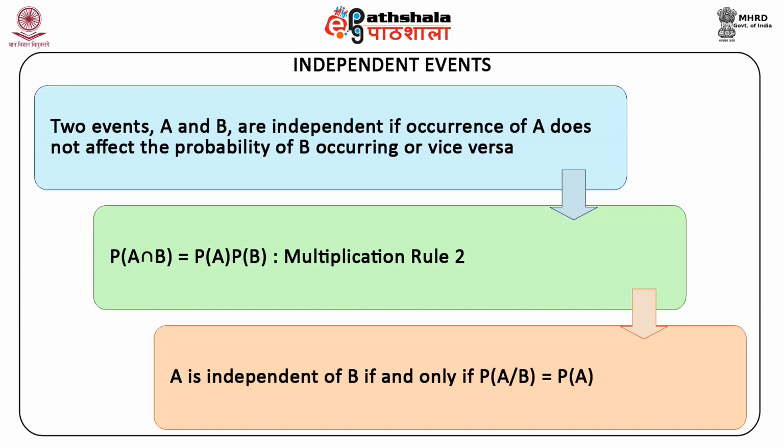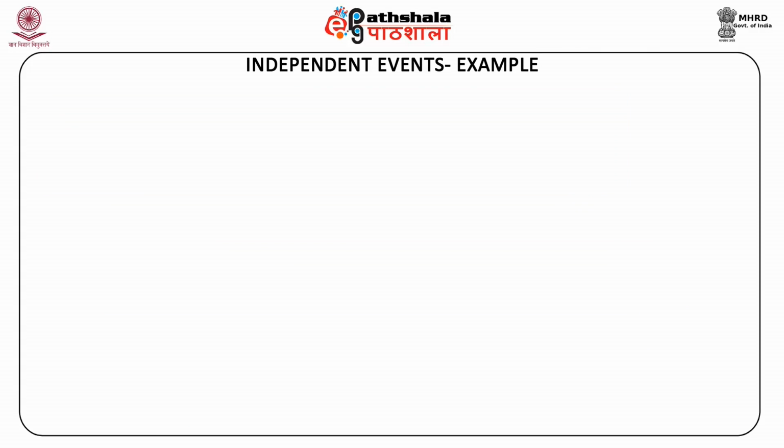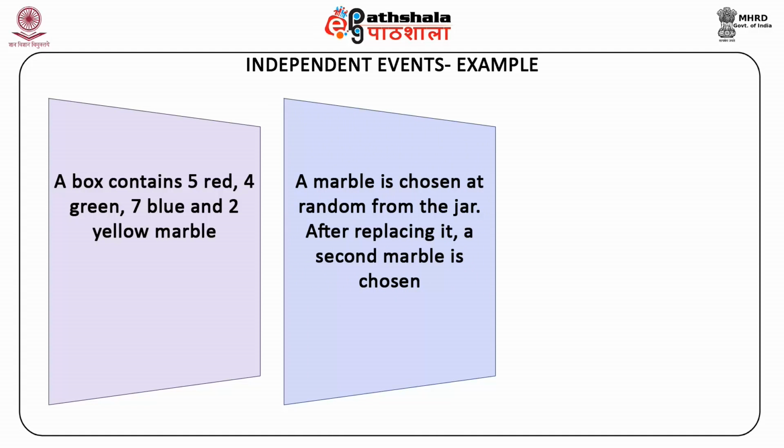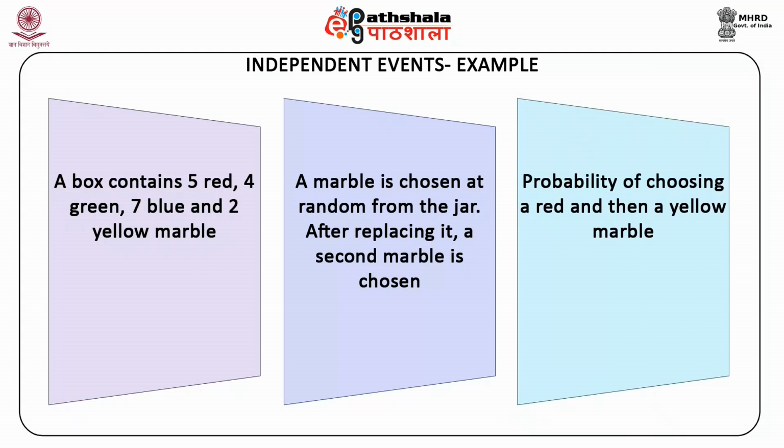Thus, A is independent of B if and only if probability A given B is equal to probability of A. Hence, the conditional probability of A given B has occurred, that is P of A given B, reduces to PA and vice versa. Let us understand the concept of independent events with the help of an example. A box contains 5 red, 4 green, 7 blue and 2 yellow marbles. A marble is chosen at random from the box. After replacing it, a second marble is chosen. What is the probability of choosing a red and then a yellow marble?